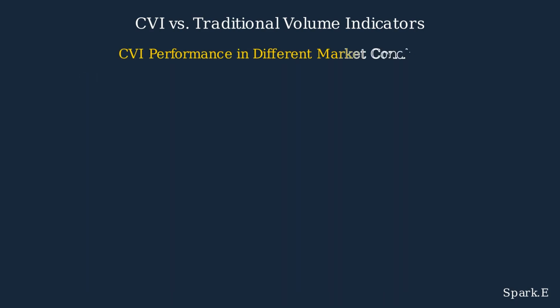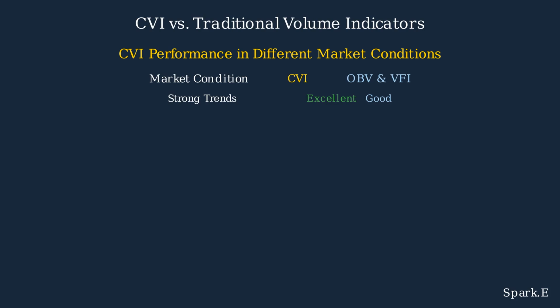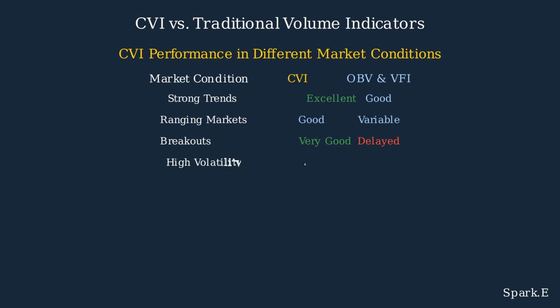CVI performs differently across various market conditions when compared to other indicators. During strong trend periods, CVI excels, while OBV and VFI perform well but with less sensitivity. In ranging markets, CVI maintains good performance, while traditional indicators often give mixed results. During breakouts, CVI provides early confirmation, while OBV and VFI often show delayed responses. In highly volatile conditions, CVI maintains stable signals, while other indicators often become noisy and less reliable.